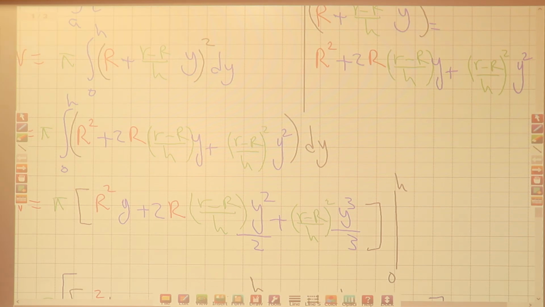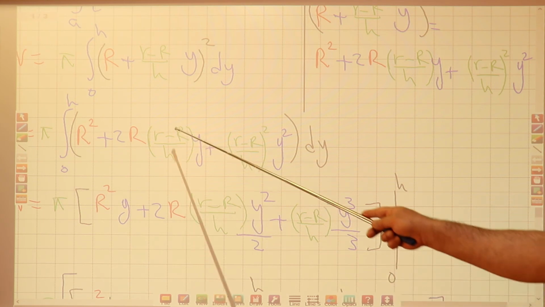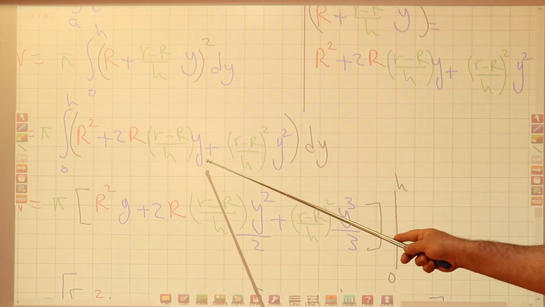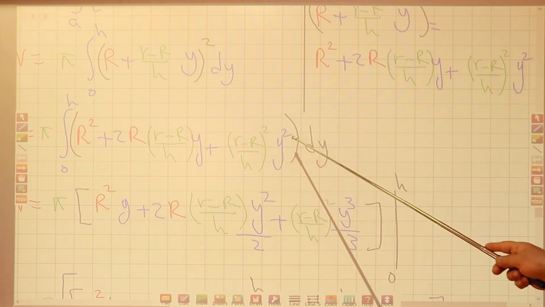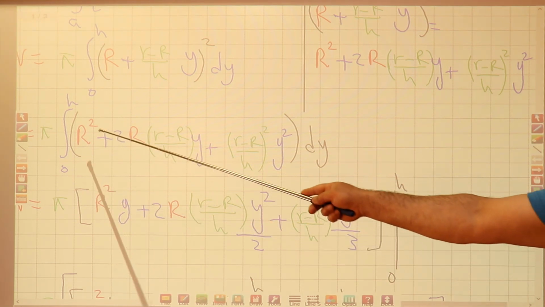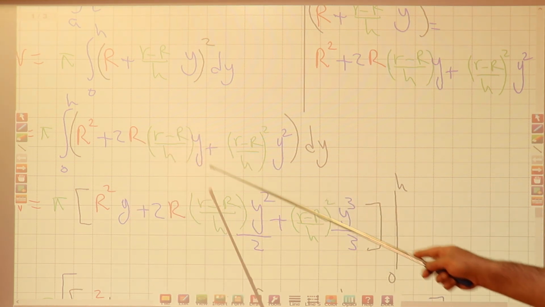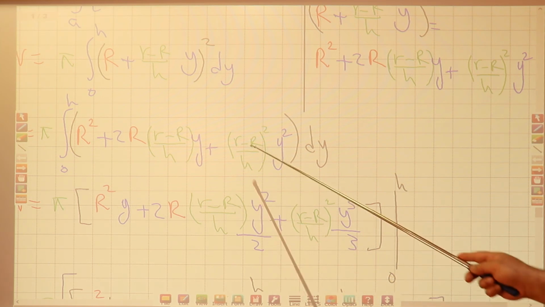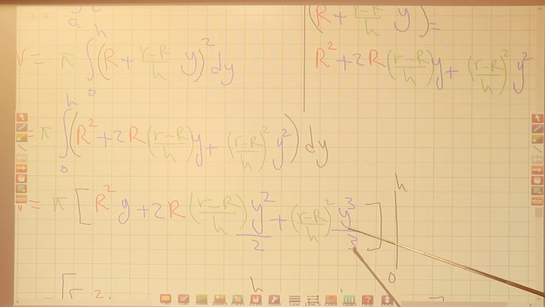Don't worry about them. Now when you do the integration: r squared y, plus 2r(R minus r over h). What is the integration of y? Y squared over 2. Then (R minus r) squared over h. What is the integration of y squared? Y cubed over 3. What's my limit? From 0 to h. Again, integration of r squared is r squared y, plus 2r(R minus r over h) times y squared over 2, plus (R minus r) squared over h times y cubed over 3.